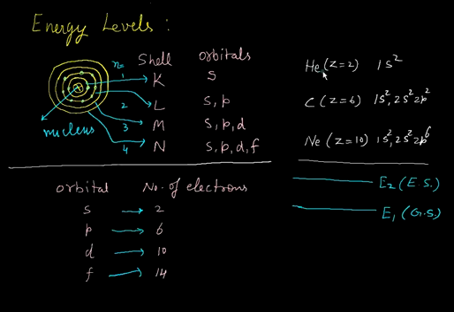Simply, if you have to write the electronic configuration of an element, for example, in the case of helium that has 2 electrons, you will write it as 1s2. In the case of the carbon atom that has 6 electrons, Z is equal to 6, that means atomic number. So 2 electrons are in the first cell and 4 electrons are in the second cell. They are distributed 2 in the s orbital and 2 in the p orbital.